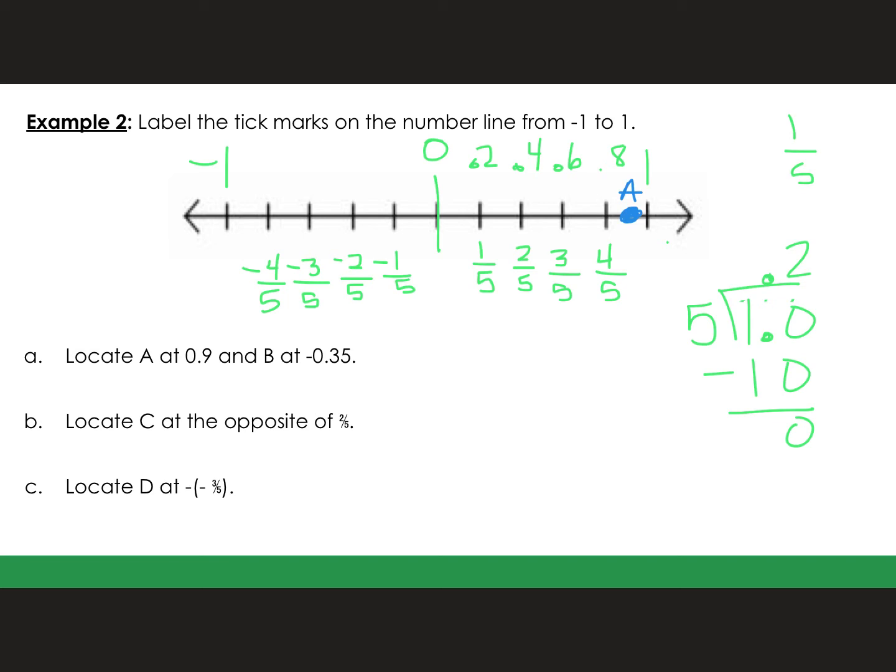And B at -0.35. So I have -0.2, -0.4, -0.6, -0.8. So I'm going to go to negative. It's going to be in between -0.2 and -0.4. And that's going to be B.